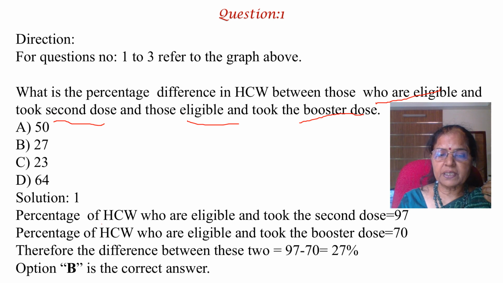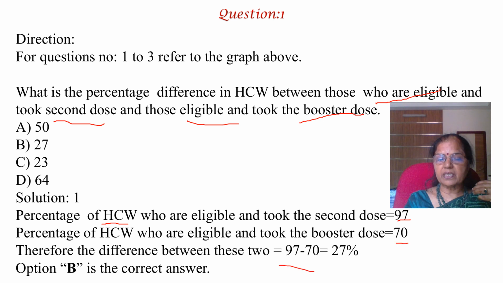So the percentage of HCW who took the second dose is 97, which is greater than the booster dose. And the percentage of HCW who took the booster dose is 70. So what is the difference? 97 minus 70 is 27%. It's already in percentage, so you need not convert it into percentage. All the data are in percentage. So B is the correct option, 27. Only the question is very big, your working out is very simple. So read it carefully. Don't get carried away by the big words or the sentences. Get the whole picture.